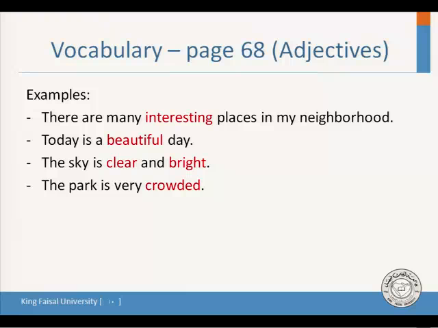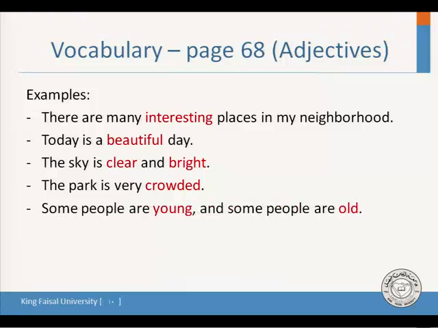The park is very crowded. What is the adjective? Crowded. Where is the noun? The noun is the park. The park, verb is crowded. Some people are young and some people are old. Young and old, two adjectives. Some people have short curly hair. Short, comma, curly hair.